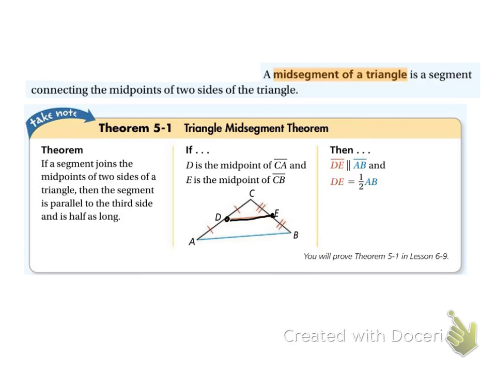Then we have this theorem, 5.1, the triangle midsegment theorem, that says if I have the midsegment, then the midsegment is parallel to this bottom guy, the base, and it is half the length of the base.